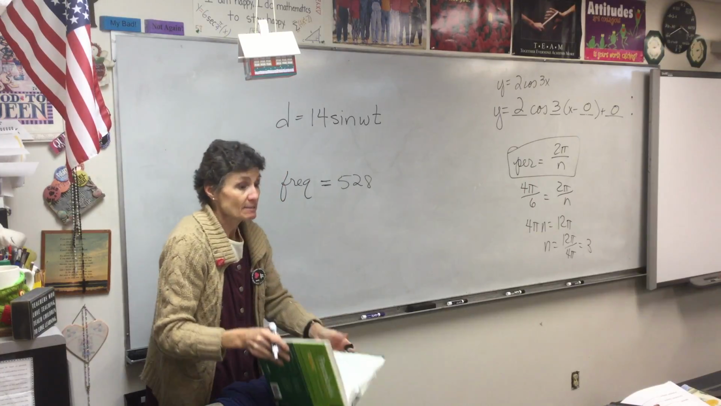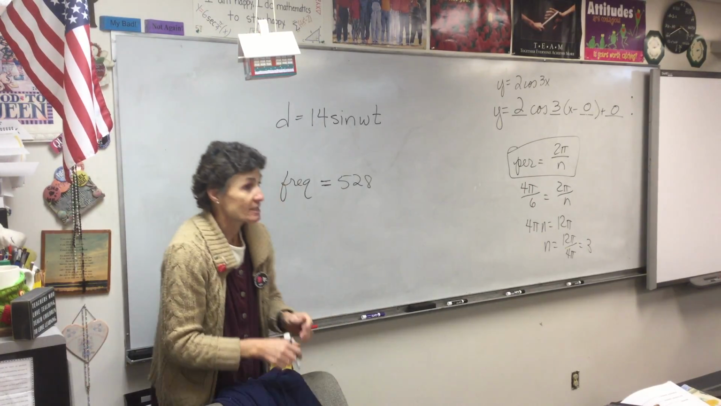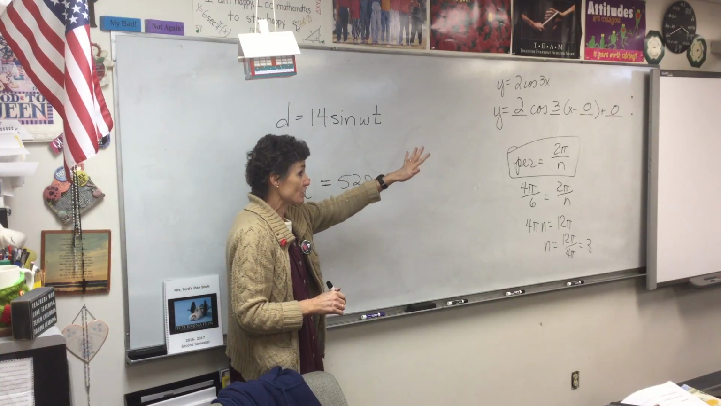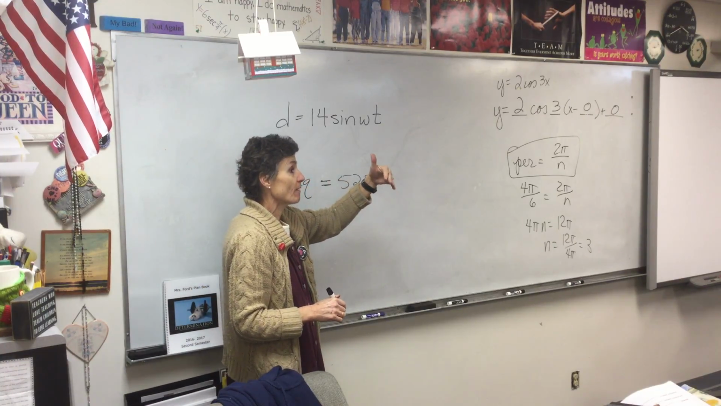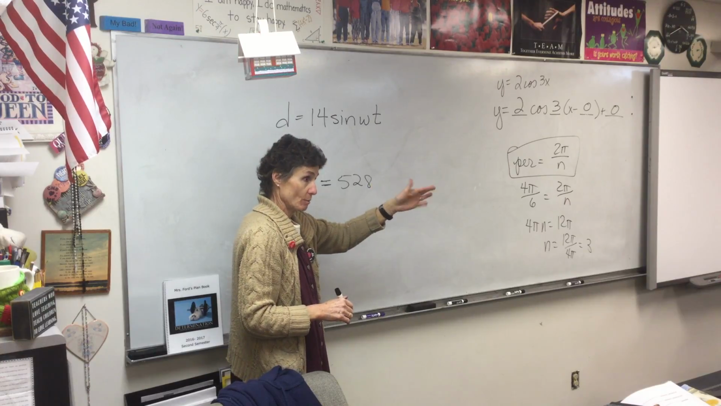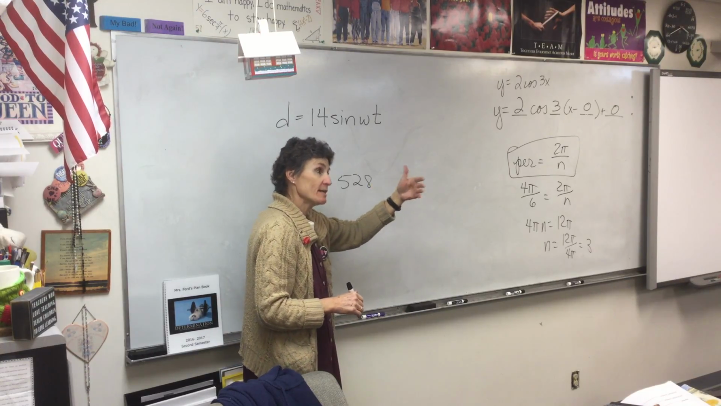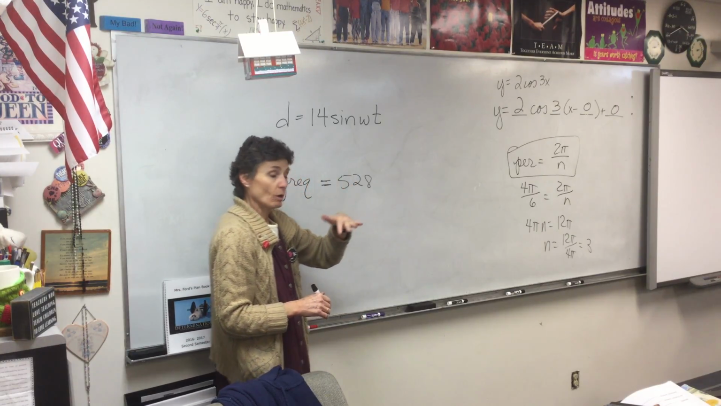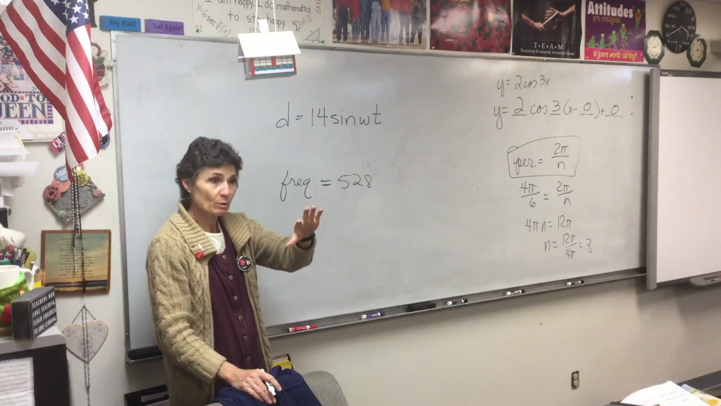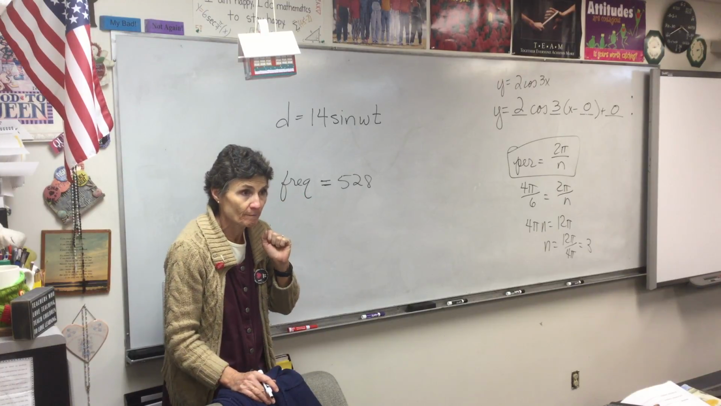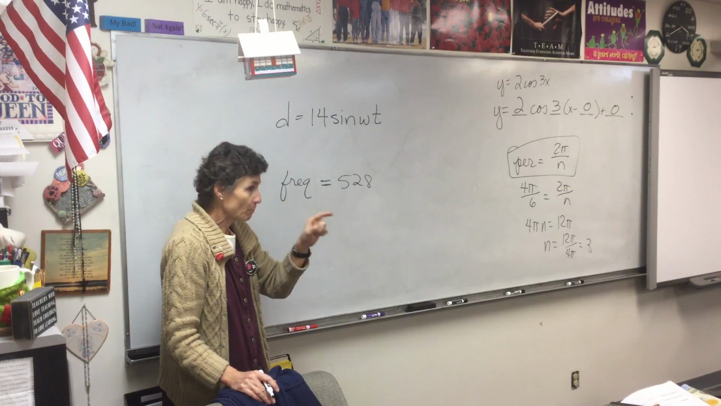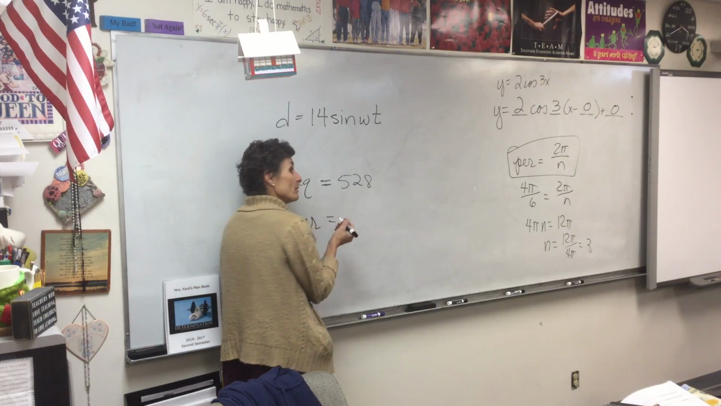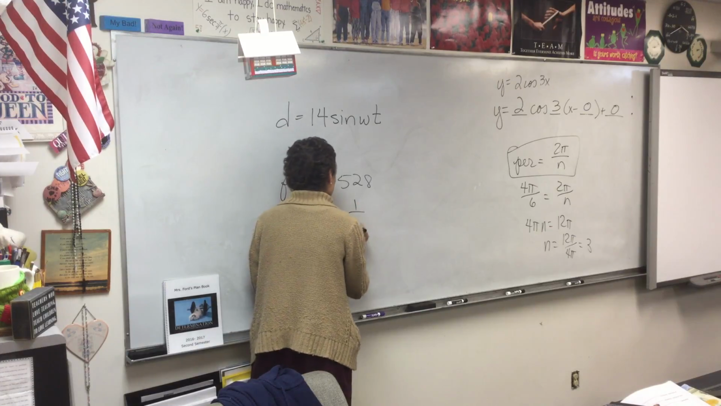All right, so this is very much like the problem we just did. We're kind of working backwards. Normally, I give you the equation and I tell you to find the period, and then once you have the period, you can find the frequency. Because we know period and frequency have what relationship to each other? They are reciprocals. So if the frequency is 528, then the period must be 1 over 528.